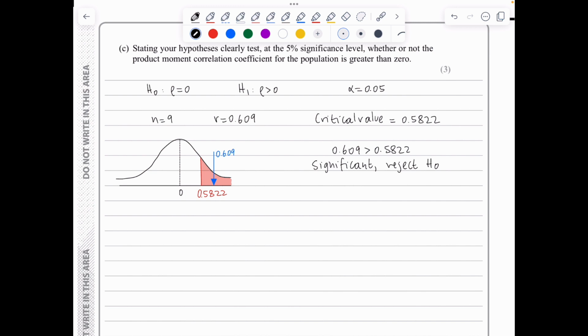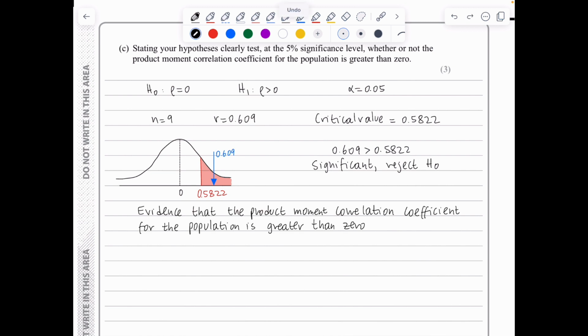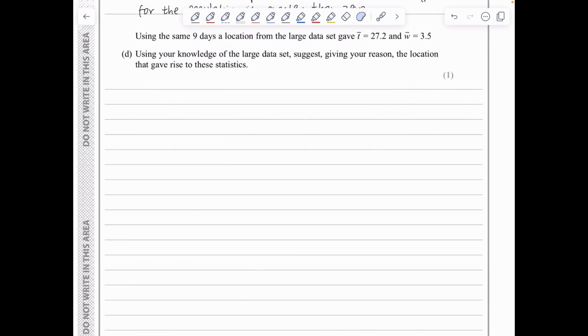However, this is not the end. We need to write a conclusion in context. So rejecting H0 simply means that there is evidence that the PMCC for the population is greater than 0. We then have that using the same 9 days allocation from the large dataset gave the mean temperature to be 27.2, and the mean wind speed was 3.5.